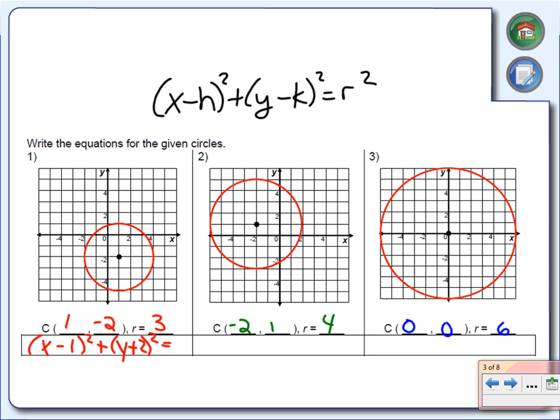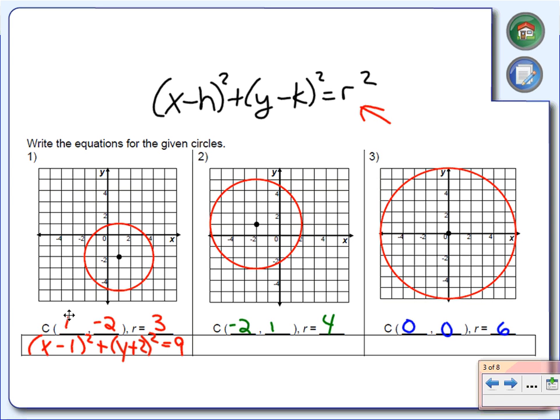Equals. Look what it says over here. It says it's r². In other words, whatever the radius is, we're going to square that number. So we said the radius was 3. So what do you get when you square 3? 9. So it's going to equal 9. Therefore, the equation of that circle is (x - 1)² + (y + 2)² = 9. That's it. That's the equation.